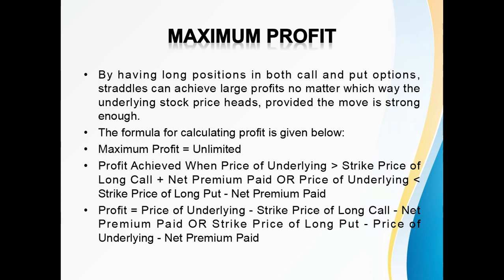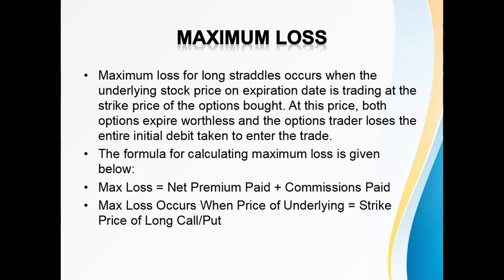The formula for calculating profit is given by: maximum profit is equal to unlimited, obviously, and then there's the profit achieved when the price of the underlying is greater than the strike price of the long call plus the net premium paid, or price of the underlying is lesser than the strike price of long put minus the net premium paid. So the profit is price of underlying minus the strike price of the long call minus the net premium paid, or the strike price of long put minus the price of the underlying minus the net premium paid. I hope that was clear.